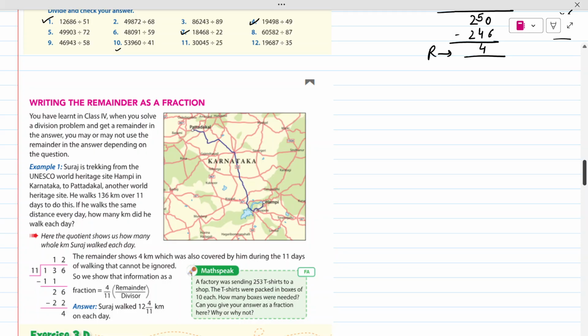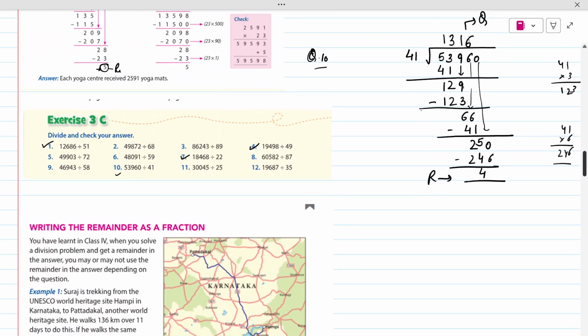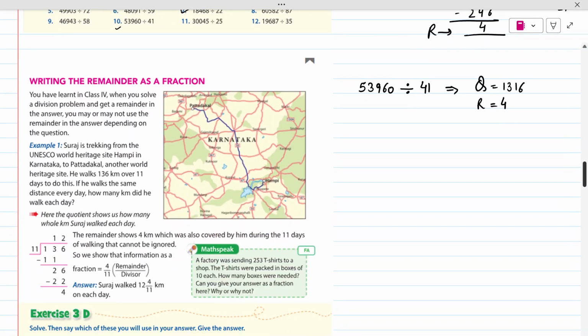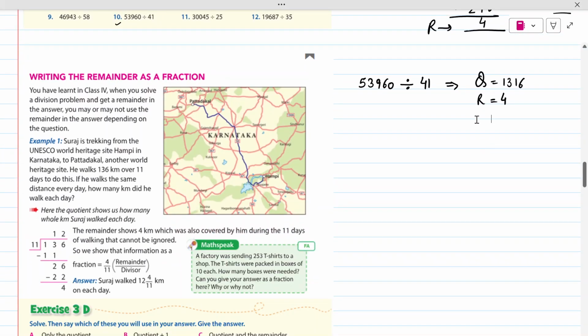Moving next, we have writing the remainder as a fraction. So here I am going to take the same example. So what we have done here is the same question. 53960 was divided by 41. And we have got quotient as 1316 and remainder as 4. So now if we have to represent this particular thing as a fraction, how are we going to solve it?